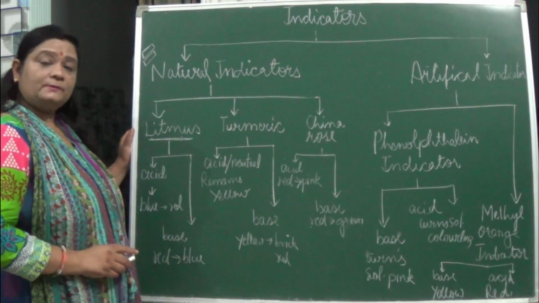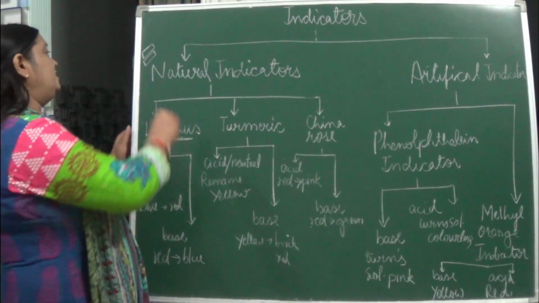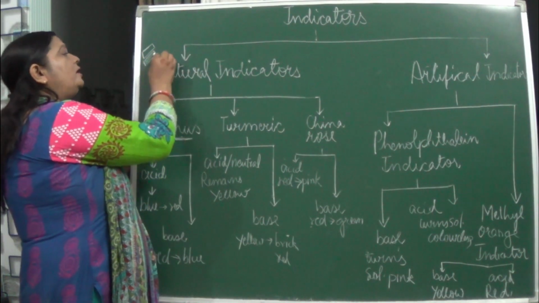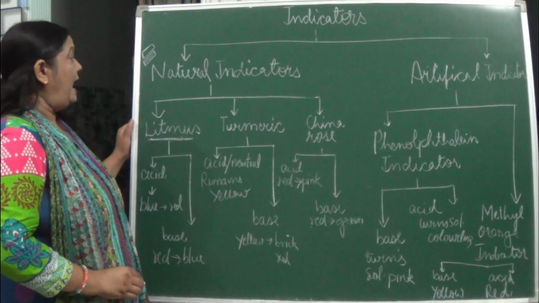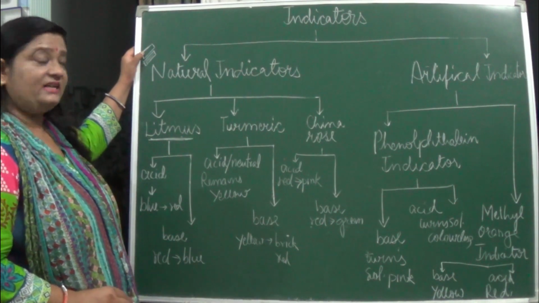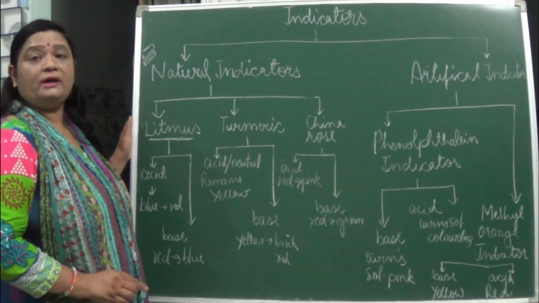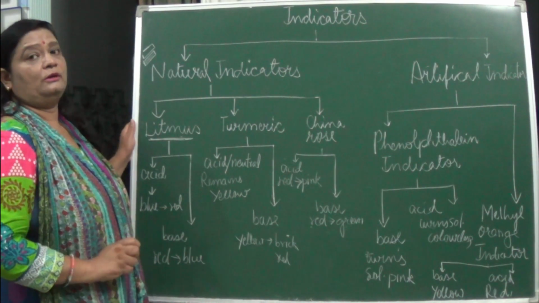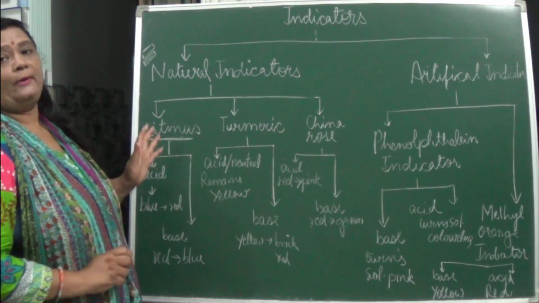If any substance is acidic in nature, the blue litmus paper will turn red in color. And if it is basic in nature, then the red litmus paper will change into blue color.